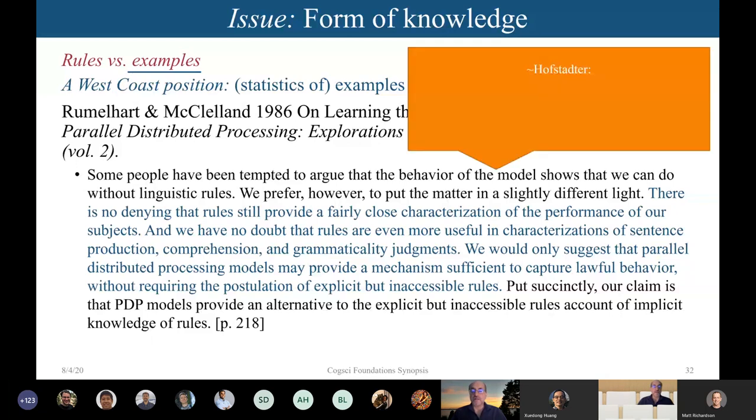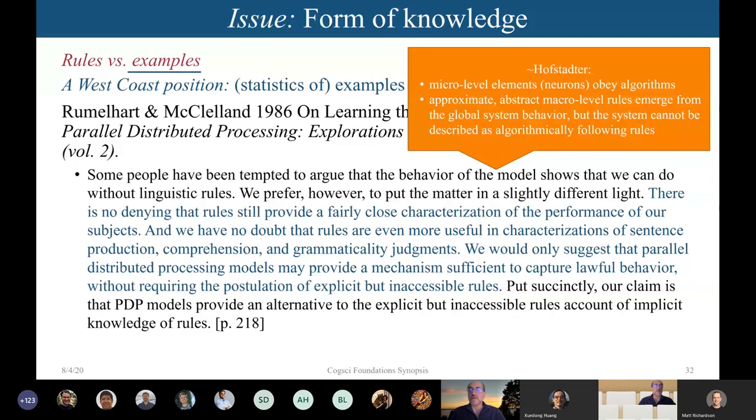As with Hofstadter, they're claiming that micro-level elements, neurons, obey algorithms, and that approximate, abstract, macro-level rules emerge from the global system behavior, but the system cannot be described precisely as algorithmically following rules. They are presenting an alternative to postulation of explicit but inaccessible rules of language.